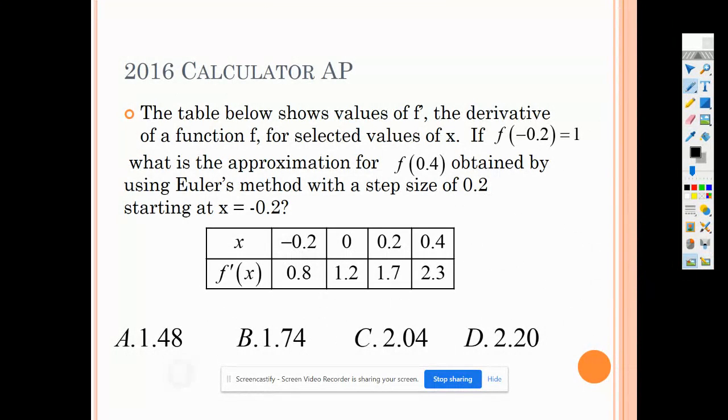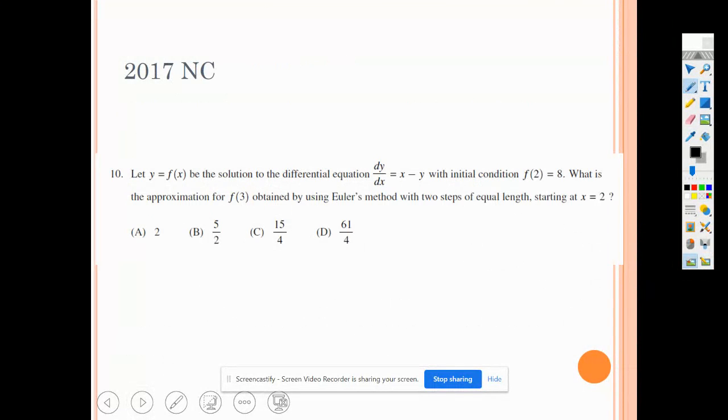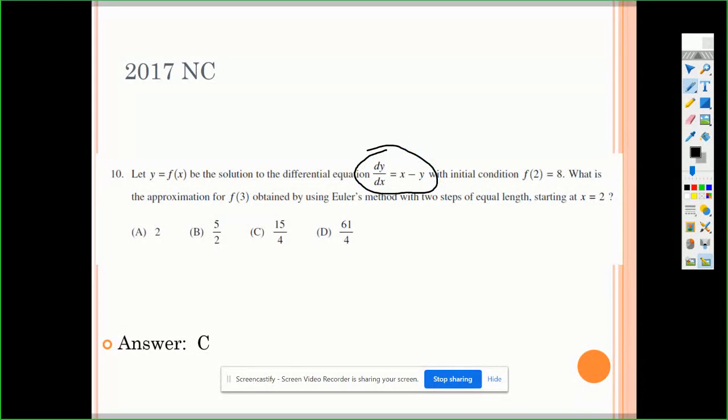Oh, I do have another one. We'll keep going. I think this should be the last one. So this one, again, same idea. We have my differential equation, which is x minus y. We have our starting point. We are trying to get to 3. So that's one space up. We're doing 2 steps. So my step size is a half again.